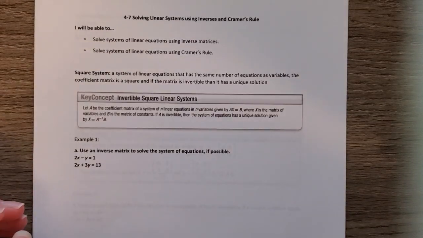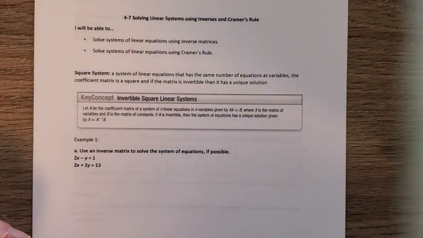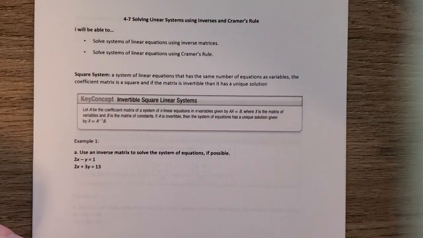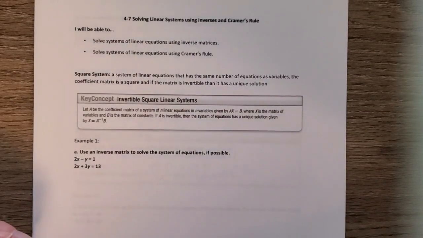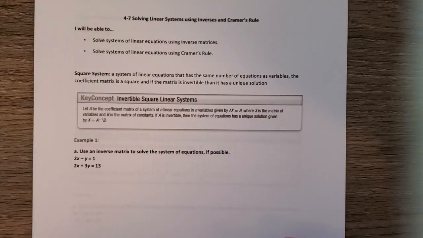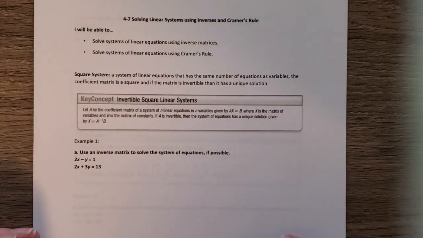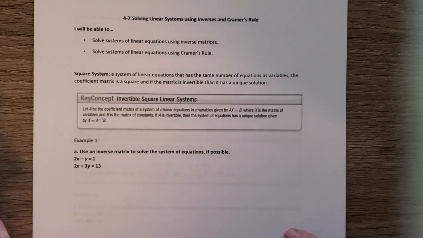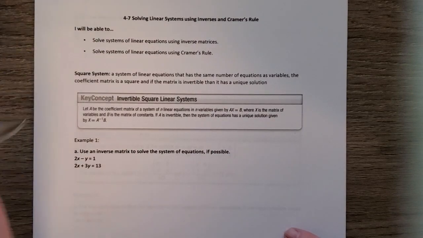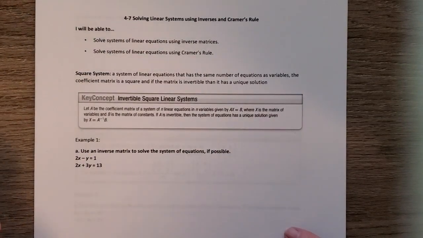Okay, so our last lesson on matrices, 4-7, solving linear systems using inverse and Cramer's rule. And again, like the last lesson, this is going to repeat some of the information we learned last week from the Algebra 2 book and then add in the new pre-calc level work. So we're going to be able to solve systems of linear equations using inverse matrices and solve using Cramer's rule.